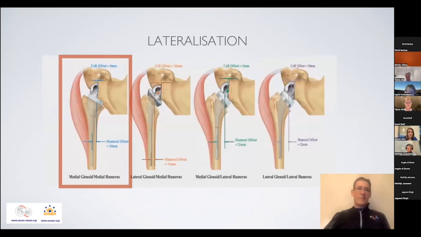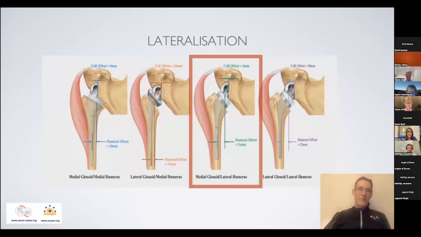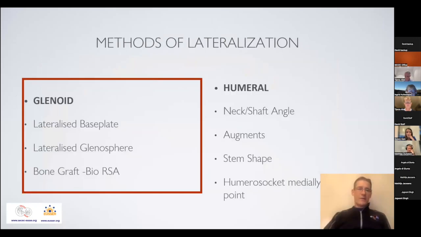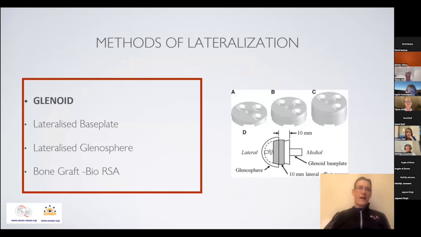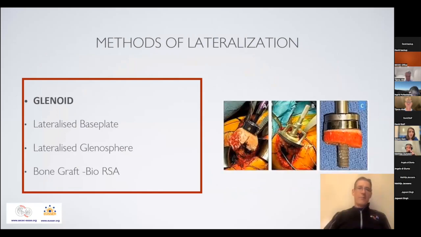So if we take the Grammont-style prosthesis as having a medial glenoid and a medial humerus, lateralization can occur by lateralizing the glenoid and not the humerus, or lateralizing the humerus and not the glenoid, or through a combination of both, with both lateralization on the glenoid and humeral side. So if we look at lateralization on the glenoid side, this can be through a lateralized base plate, a lateralized glenosphere, or in fact using a bone graft, i.e. a bio-RSA, where a segment of the humeral head is used to lateralize the glenosphere.